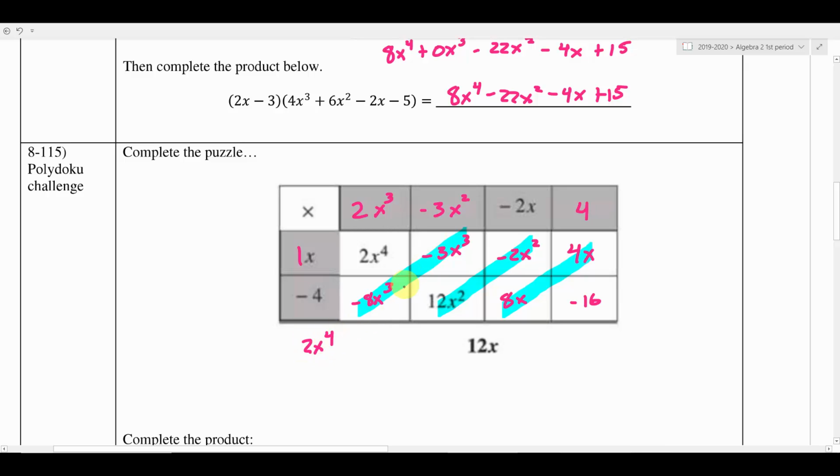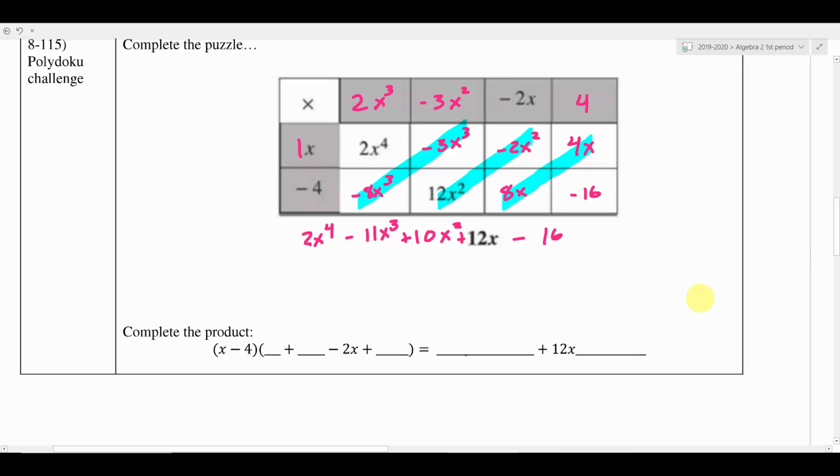And then I've got my cube, so that'll be negative 11x cubed, right? Because negative 8, negative 3. And then I've got a positive 12 and a negative 2, so that'll be a plus 10x squared plus 12x's, right? We had that from the beginning, minus 16. And that completes every part of this PolyDoku.